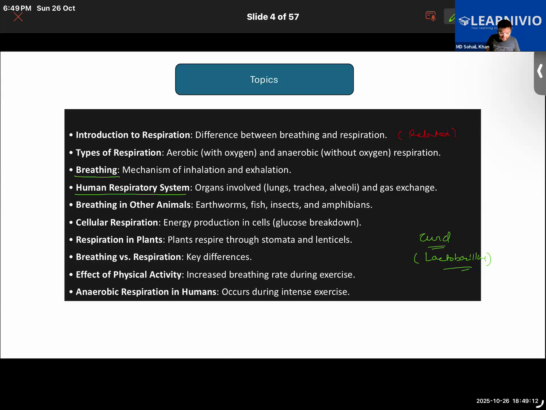Then we will learn about breathing in animals like earthworms, fishes, insects, and amphibians. Let me tell you here about amphibians. Amphibians are basically those organisms that can survive under the water as well as on the land. Can you think of some examples of amphibians?